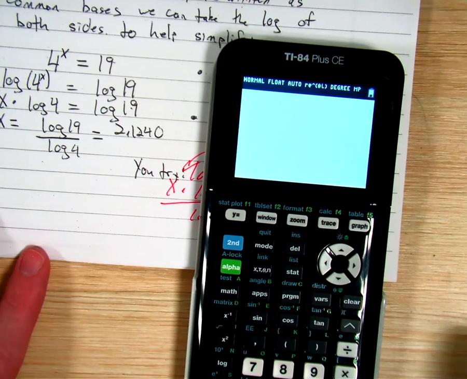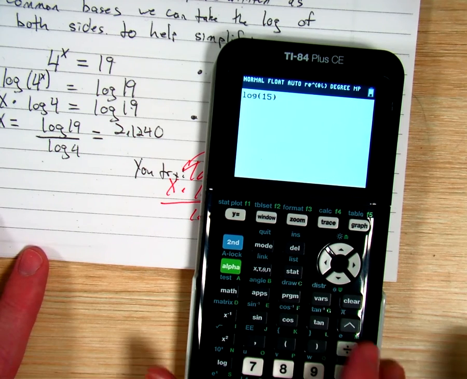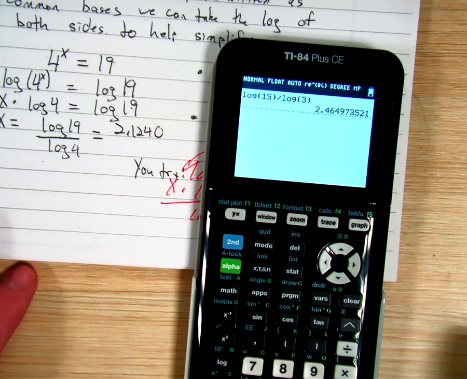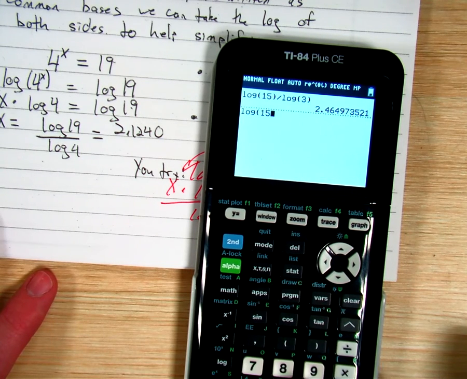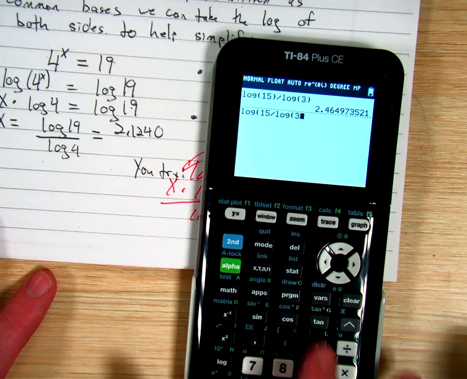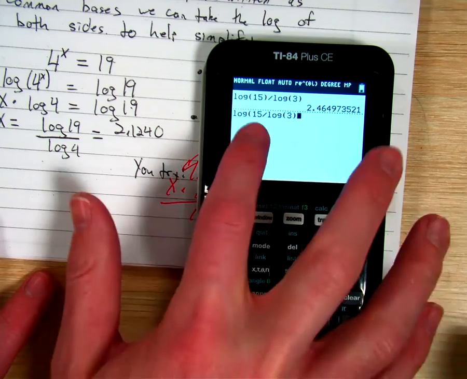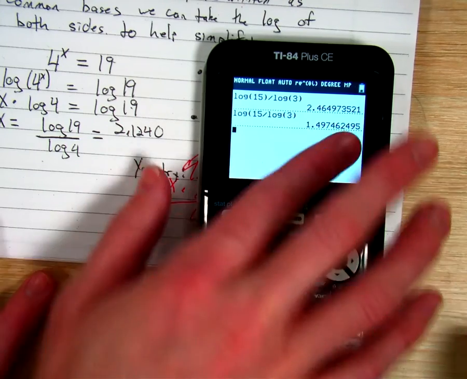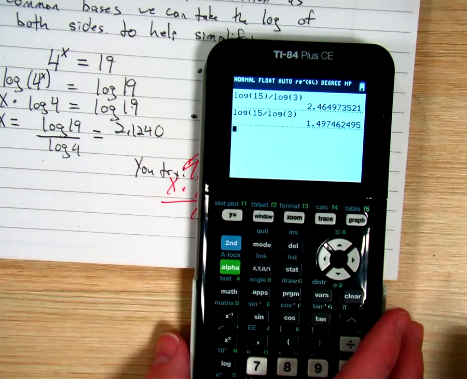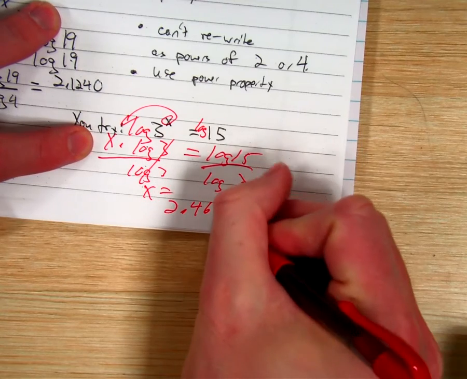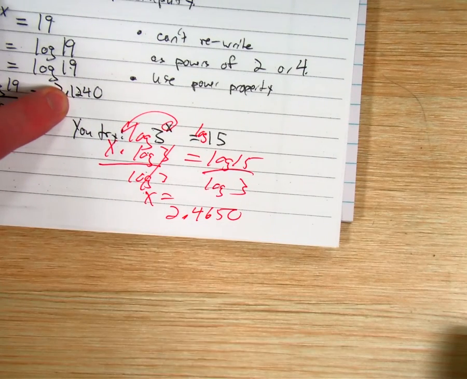Now if you're typing that in on your calculator, let's make sure we close off our parentheses. Log of 15, close it, divided by log of 3. Because if you don't close that parentheses, you'll get a totally wrong answer, right? Log of 15 divided by log of 3. Otherwise it's going to divide the 15 by the log of 3 and then do the log of that number. So we got to close our parentheses. That's not the answer we want. Wrong. The right answer is 2.4650.